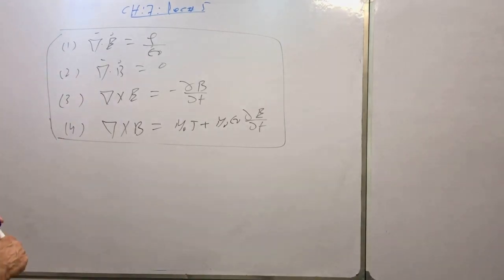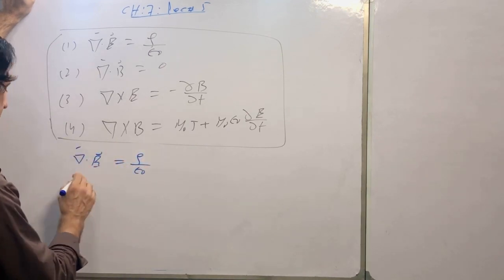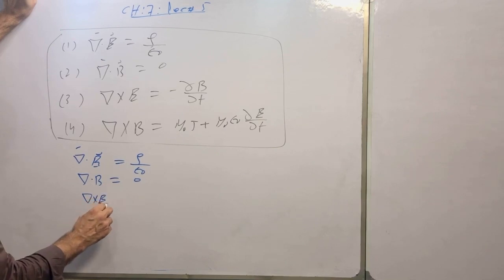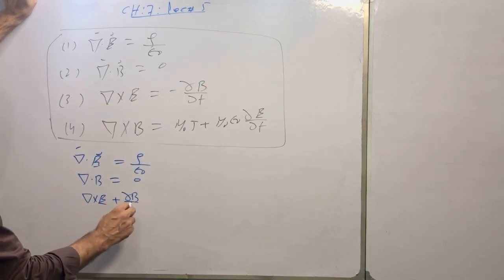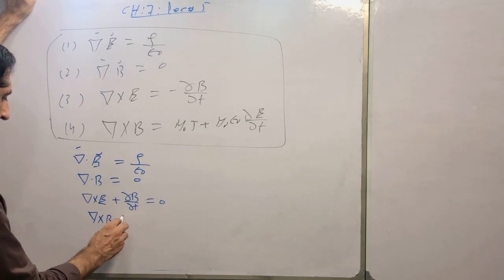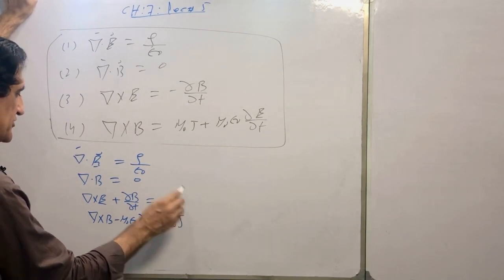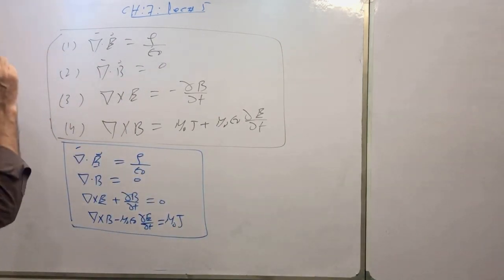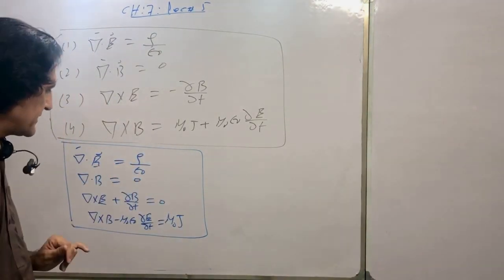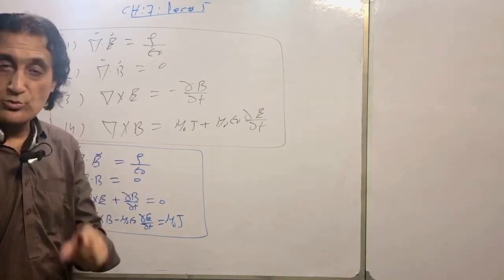At last, the four Maxwell equations we can write down in this form, such as del dot E equal to rho divided by epsilon naught, divergence of B equal to 0, curl of E plus partial B divided by partial T equal to 0, and curl of B minus mu naught epsilon naught partial E divided by partial T equal to mu naught J. So this is the complete set, because the source and the electric and magnetic fields are separated: the source, rho and J, is on one side and the electric field and magnetic field are on the other side.